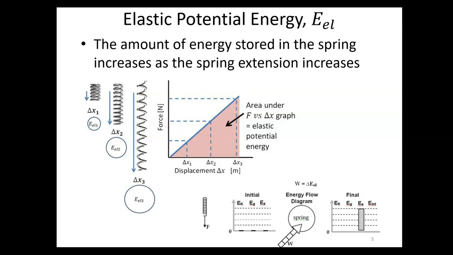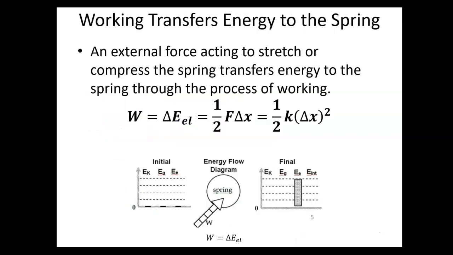Okay. And the reason that the elastic potential energy in the spring is increasing is because more work is being done on the spring to stretch it further. So that external force that stretches the spring is transferring energy through the process of working. That work equals the change in the elastic potential energy, and so we can derive a formula for that, which is that the elastic potential energy is half of the spring constant times the displacement of the end of the spring squared.